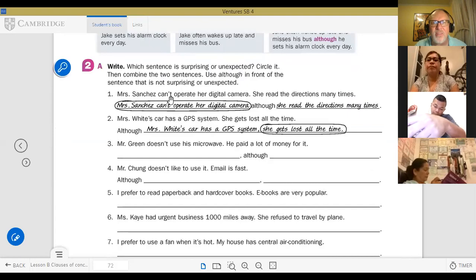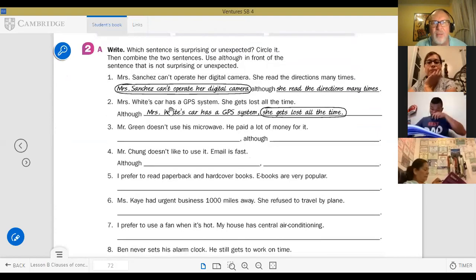So, Mrs. Sanchez can't operate the digital camera. She read the directions many times. The surprise is she still can't operate the camera, right? So Mrs. Sanchez can't operate the camera, although she read the directions many times. All right, the next one.